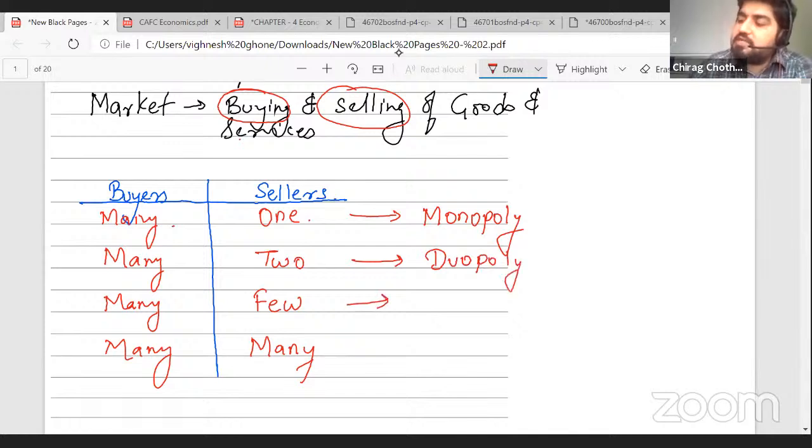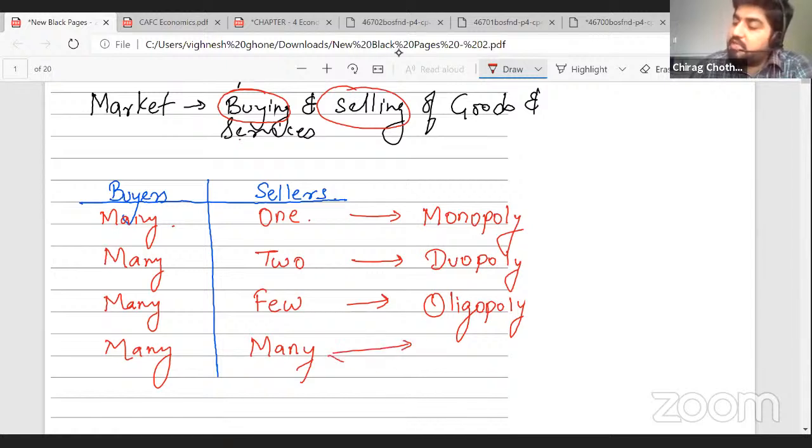When there are two sellers but many buyers, it will be called as duopoly. When there are few sellers, the definition of few is more than two but less than 10. For example, telecom, right? So telecom industry is having few players in the market. So it will be called as oligopoly. We are going to understand all these things in detail today. Monopoly, oligopoly. Now, last one, a market where there are many sellers and many buyers.